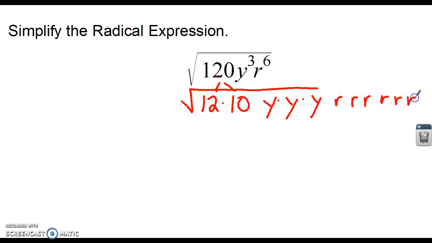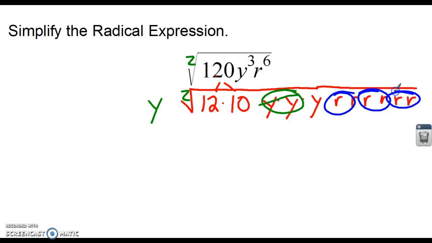I don't have to write all these out every time, but it's going to help for the first one just to visualize what's happening. Now, I already want to take out as many groups as I can, and the way that you tell how many are in a group is based on the index of this radical. And since it wasn't written there, we assume it's a square root, or a second root. That means the index is 2. That means I'm looking for groups of 2 things at a time to take out. I see I have a group of 2 y's, so y will go to the outside, and you can see that I have 3 groups of 2 r's. 1, 2, 3. So I take out 3 r's, or r to the third power.